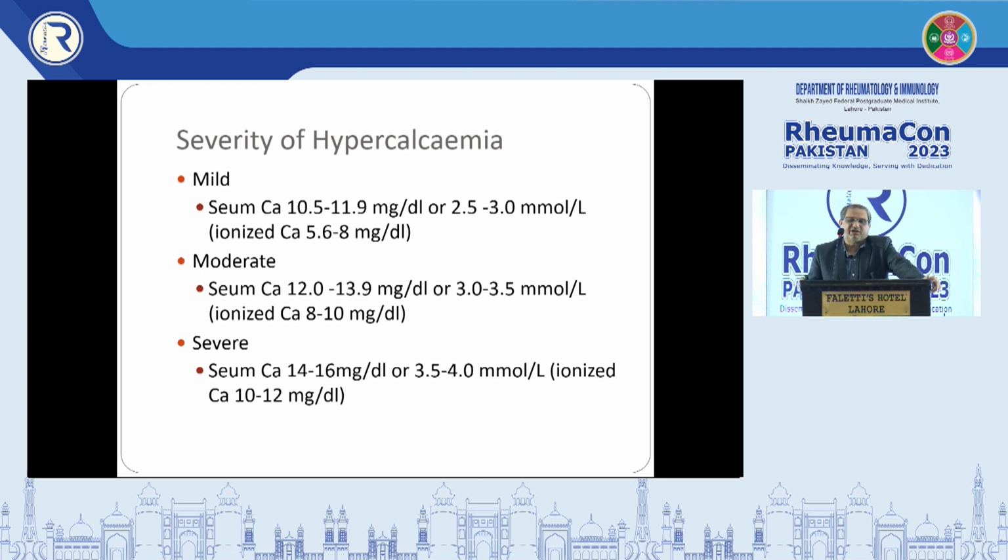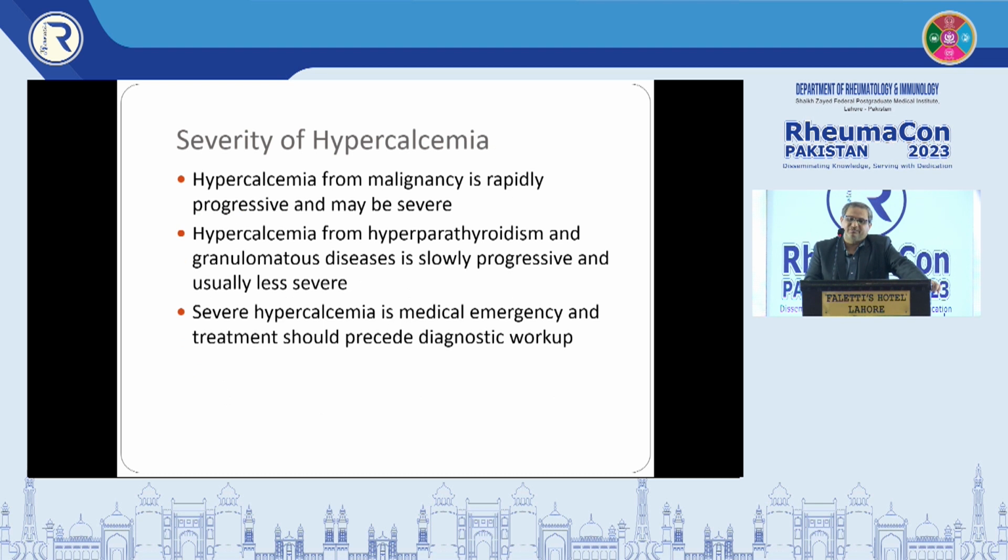Regarding severity of hypercalcemia, up to 12 is mild, 12 to 14 is moderate, and 14 and above is severe. If the patient has severe hypercalcemia, you have to immediately start the treatment and do the diagnostic workup afterwards. So it is important in this regard. The first step in the evaluation of calcium level is to repeat the sample, and then we will go to the next step.